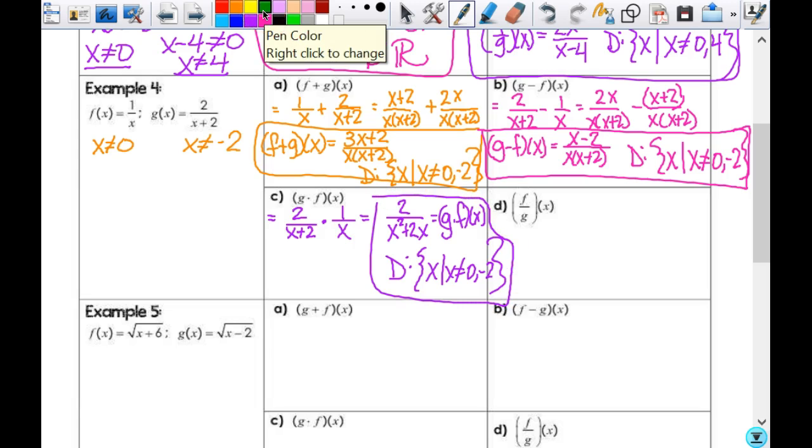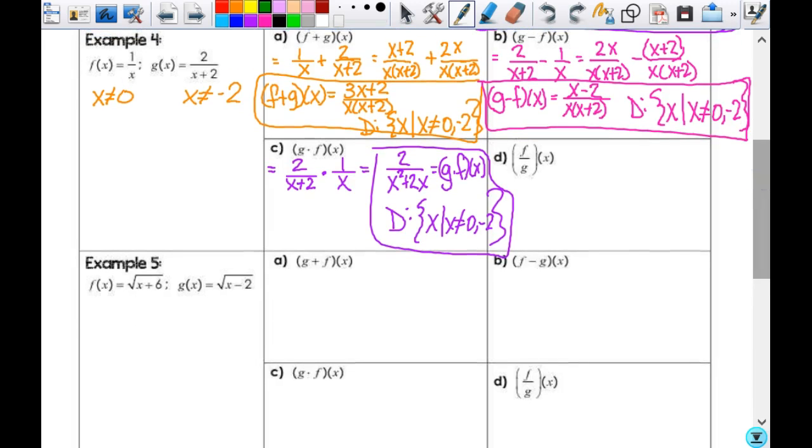Then I'm going to divide. So I have to look at my domain again. g of x cannot equal 0, right? That means that 2 over x plus 2 cannot equal 0. So if I multiply both sides by x plus 2, I get 2 cannot equal 0. Does that mean I did something wrong?